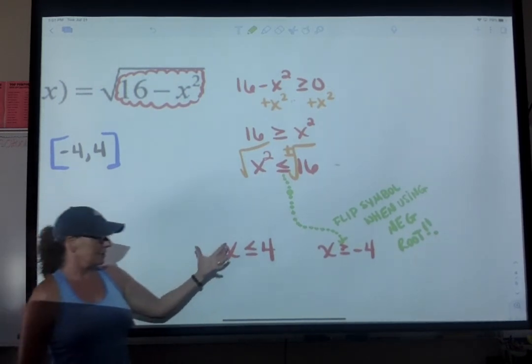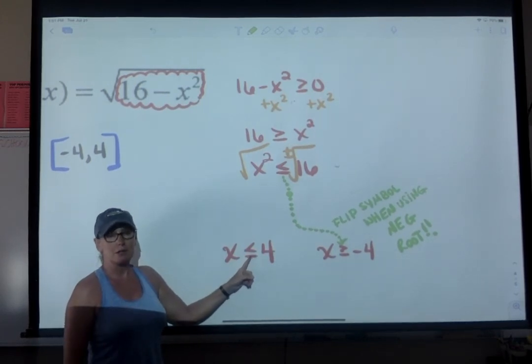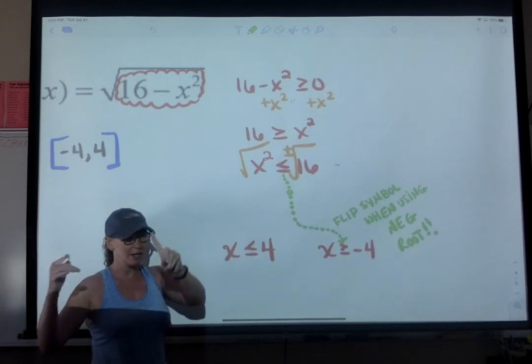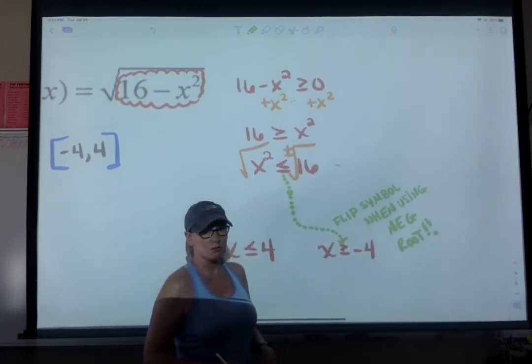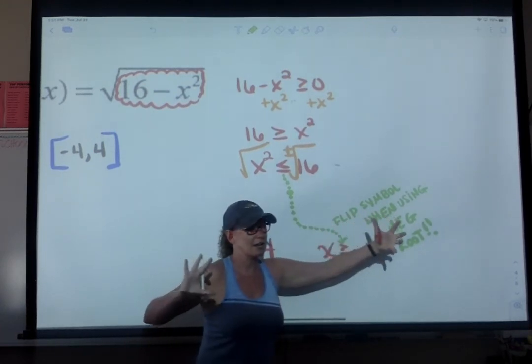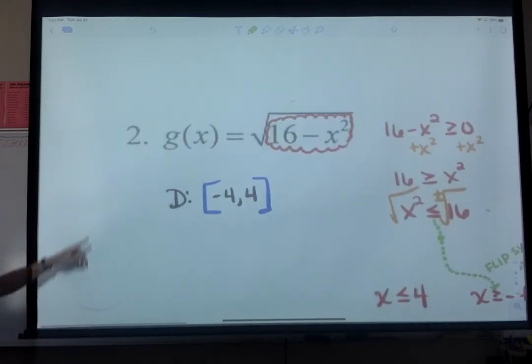Now, here's my answer. All numbers less than or equal to 4. Think about what that could be. 4, 3, and 2, and 1, and 0, and so on. But wait. They also have to be greater than or equal to negative 4. So like negative 4, negative 3, negative 2, negative 1. So you can see how we're boxing in the numbers we can use. So this is what your domain is going to look like in interval notation.